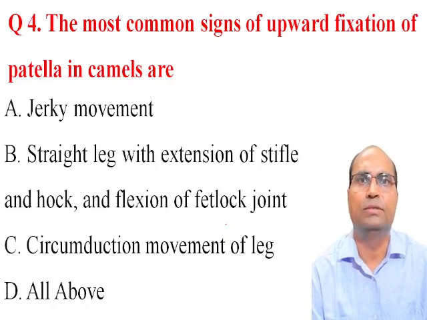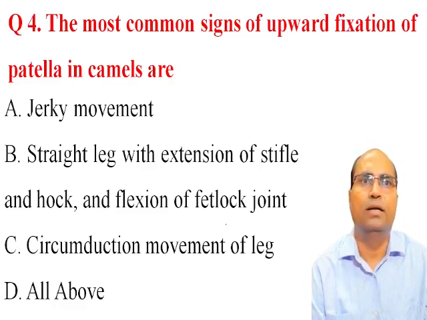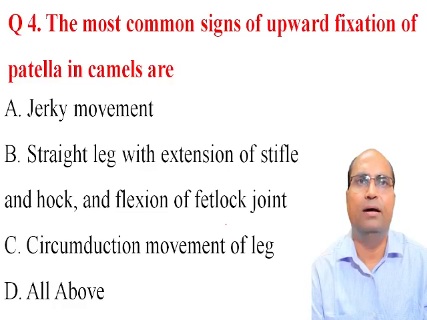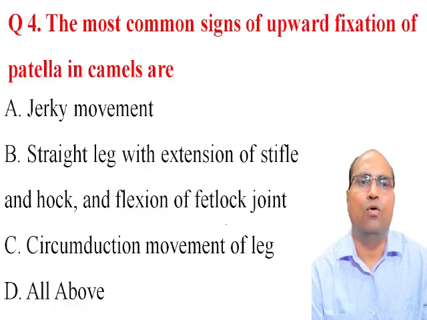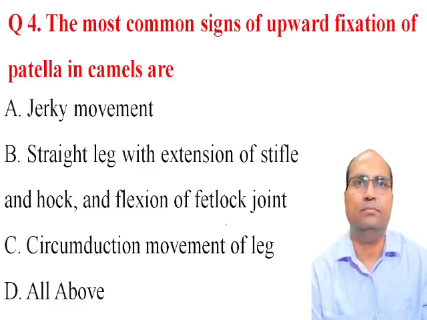Question number 4. The most common signs of upward fixation of patella in camel are A, jerky movement, B, straight leg with extension of stifle and hock, and flexion of fetlock joint, C, circumduction movement of leg. Option D, all above.